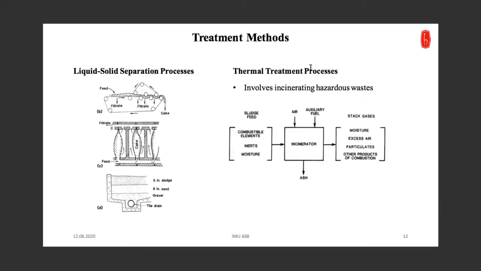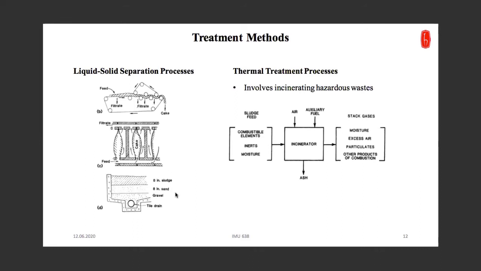And there are two last treatment methods: the liquid solid separation process and the thermal treatment process. The liquid solid separation process basically uses a rotary drum vacuum filter. It's similar to cement production. Actually, you use a rotary drum, a belt filter, a filter press, and after that you collect the material into a unit like a sand drying bed, and you can see separation according to their density, maybe.